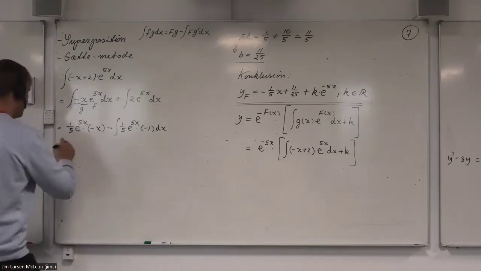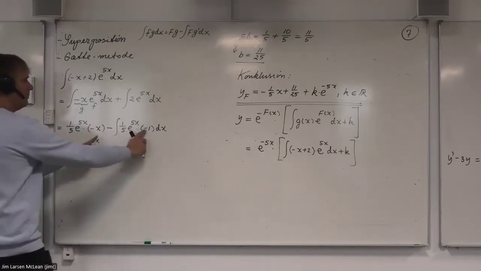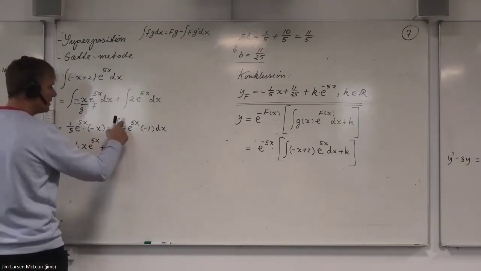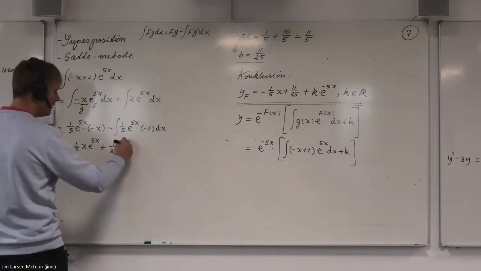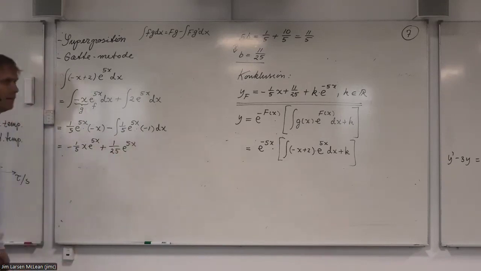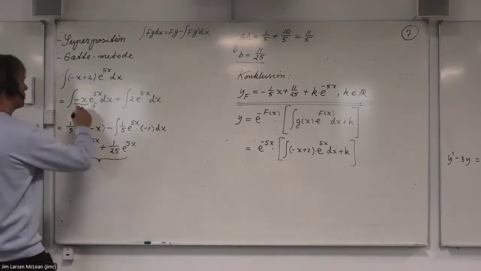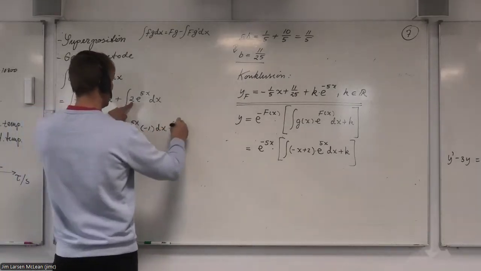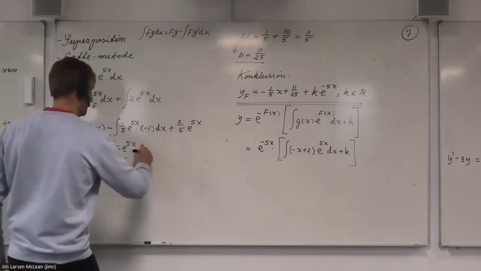What do we get then? Here I get negative 1/5 x e to the 5x. And minus times minus is plus. The antiderivative of 1/5 e to the power of 5x is 1/25 e to the power of 5x. So now I have solved it. Let me add this. It gives plus 2/5 e to the 5x, that should also go down here.